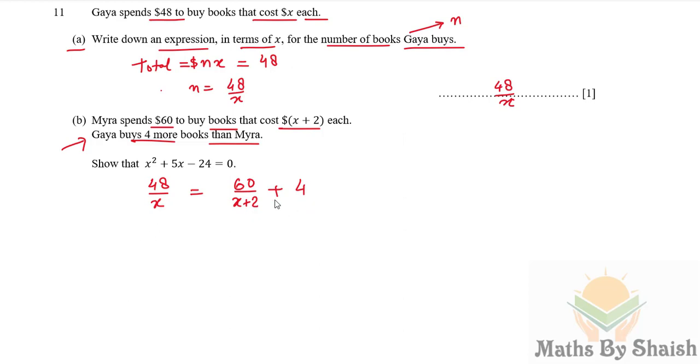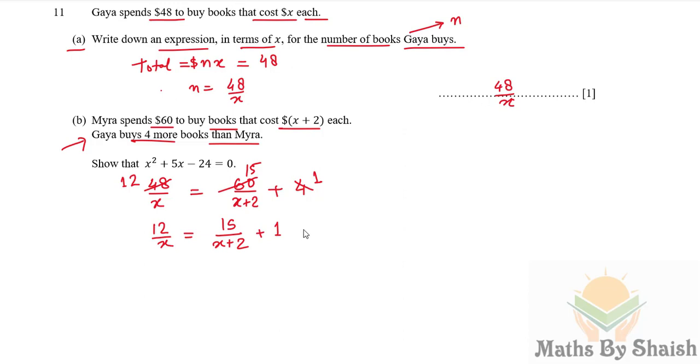Now we will simplify it. The best way is, we can see every number is divisible by 4, so 4 ones are 4, 4 fifteens are 60, and 4 ones are 4, and 4 twos are 8. So this becomes 12 over X equals 15 over X plus 2, plus 1.